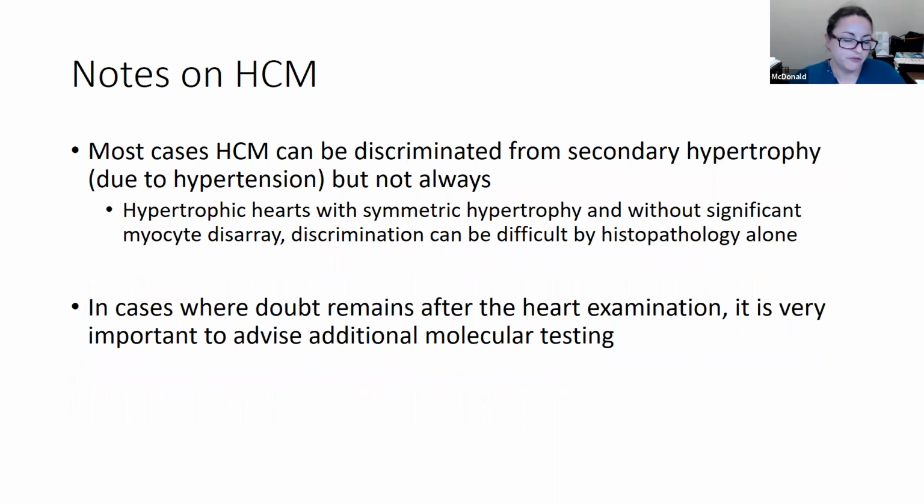We also have to be careful with discriminating from secondary hypertrophy, such as due to hypertension. So discrimination can be difficult sometimes, and in those cases where there's doubt, it's important to go for molecular testing if you can.